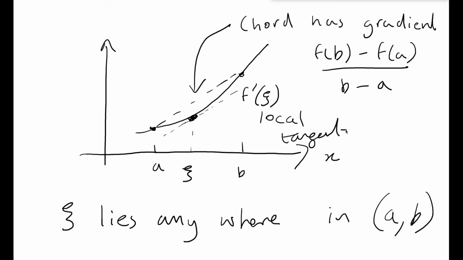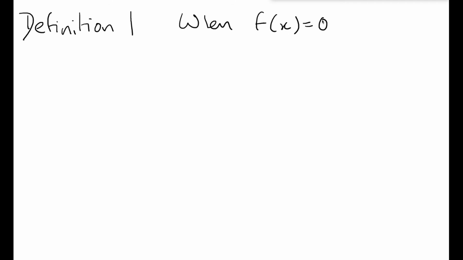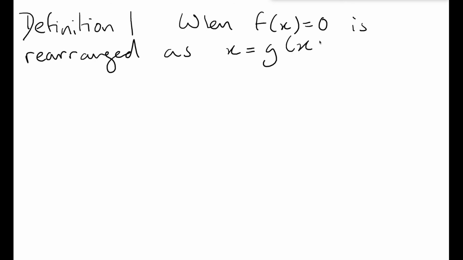Okay, so that's a bit of background, an important background, so we can proceed with determining convergence rates. So that's the theorem. Theorem 2 is the mean value theorem, and then we've got some definitions. We'll call this definition 1. This is really just stating what we're doing: f of x is 0, rearranged as x equals g of x.